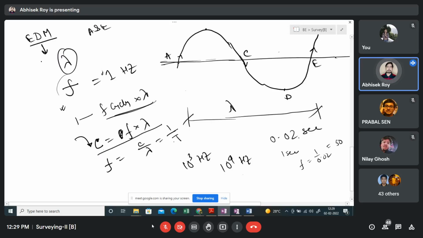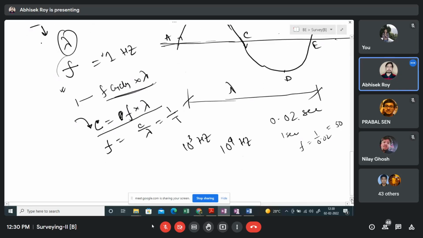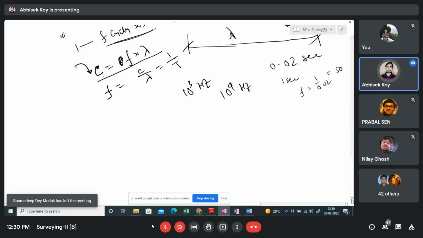And we know the velocity, which we are denoting here by c, that will be basically total distance traveled in 1 second, which will be equal to f into lambda. Okay. So if you vary one of them, obviously others will vary. Okay. The velocity of electromagnetic wave depends on the medium also.